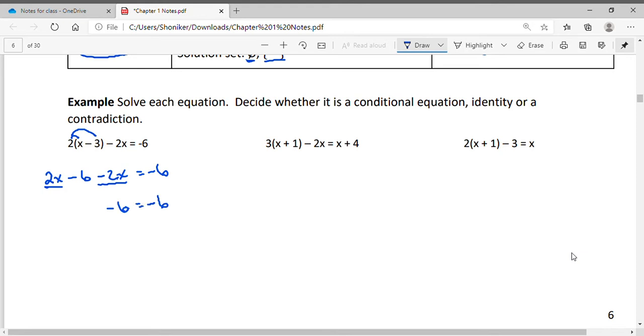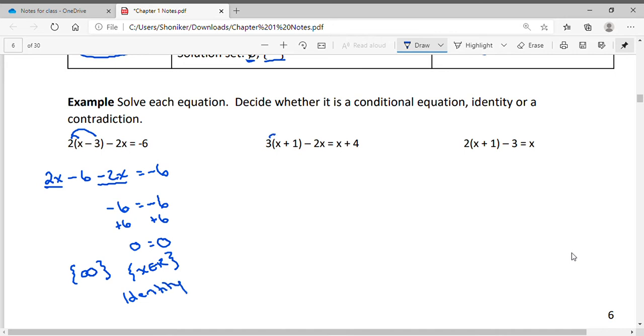Since I ended up with this true statement, it means the equation is true for any value of x. If you wanted to go farther, the textbook likes to say that you can notice it by saying 0 equals 0, but I will say as soon as your left side is equal to your right side, you know that there's an infinite number of solutions. X is an element of the real number system. So this would be an identity.